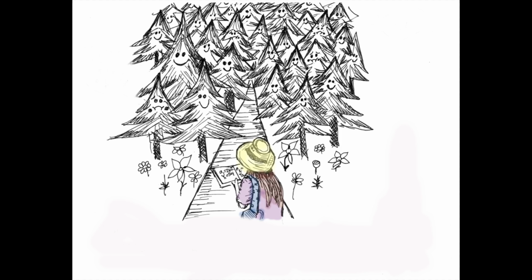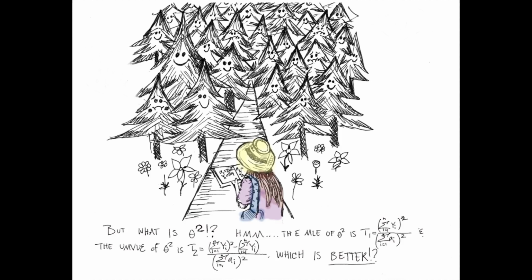And Emma was interested in estimating theta squared. She found the maximum likelihood estimator, MLE, of theta squared to be T1, which is the sum of the Y_i squared divided by the sum of the A_i squared. In this context, that means this is the number of diseased pine trees divided by the number of trees in the forest and squaring that value. And she found the UMVUE, uniformly minimum variance unbiased estimator, of theta squared to be T2, which is the sum of the Y_i squared minus the sum of the Y_i's divided by the sum of the A_i squared. But which estimator is better?